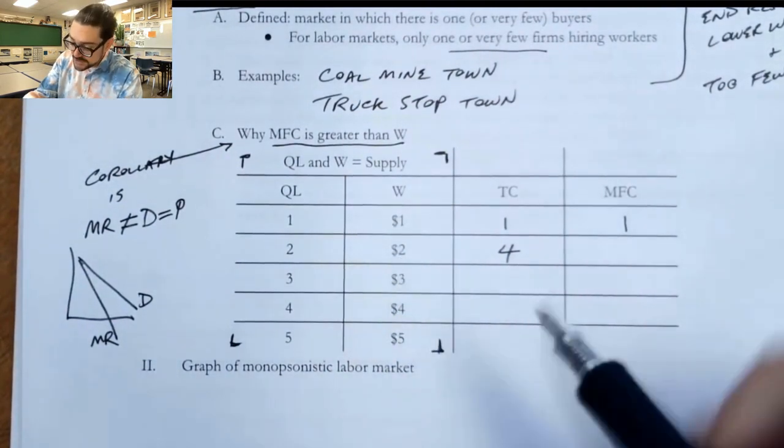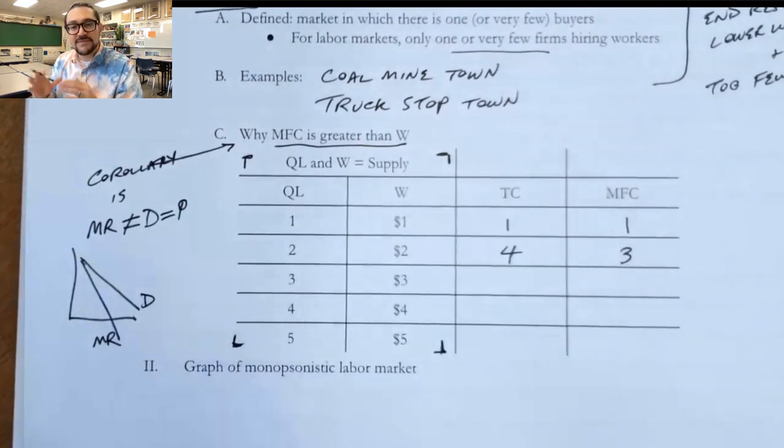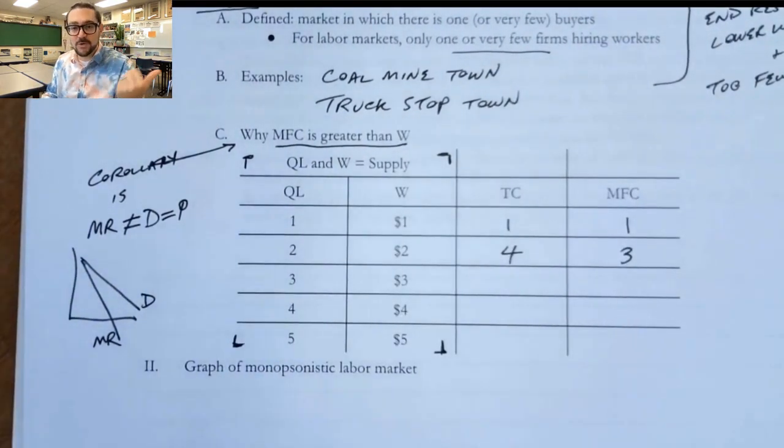The cost was $3 to hire that second worker, and that's because we had to pay the first worker $1 more. We are a single wage monopsonist. It means that we only pay our workers one wage.